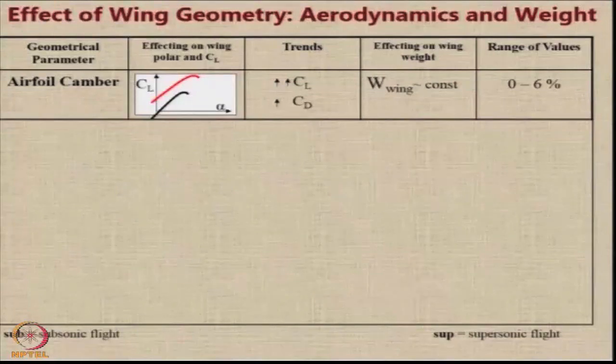The first parameter that affects is the camber. Camber of the aerofoil essentially is an indication of its curvature. So, the black line is for the base aircraft, baseline geometry, and the red line is for the effect of change or increase in a particular parameter.